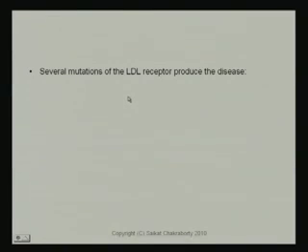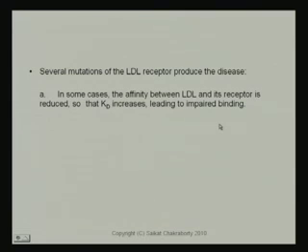So, several mutations, that brings directly to the point that I am talking about, that several mutations of the low density lipoprotein receptor can produce this disease. Okay, and let's look at what these mutations are, and then later on we'll try and connect this with the kinetics of the process. So, the first case is that the affinity between the low density lipoprotein and this receptor itself is low. Okay. So Kd increases, leading to impaired binding. Kd is what? The dissociation constant, or in other words the backward rate constant over the forward rate constant.